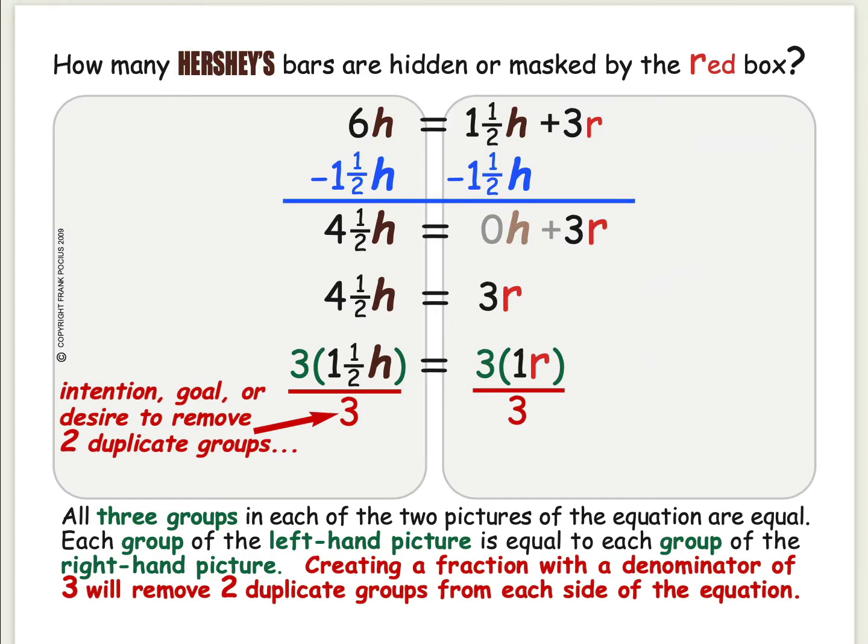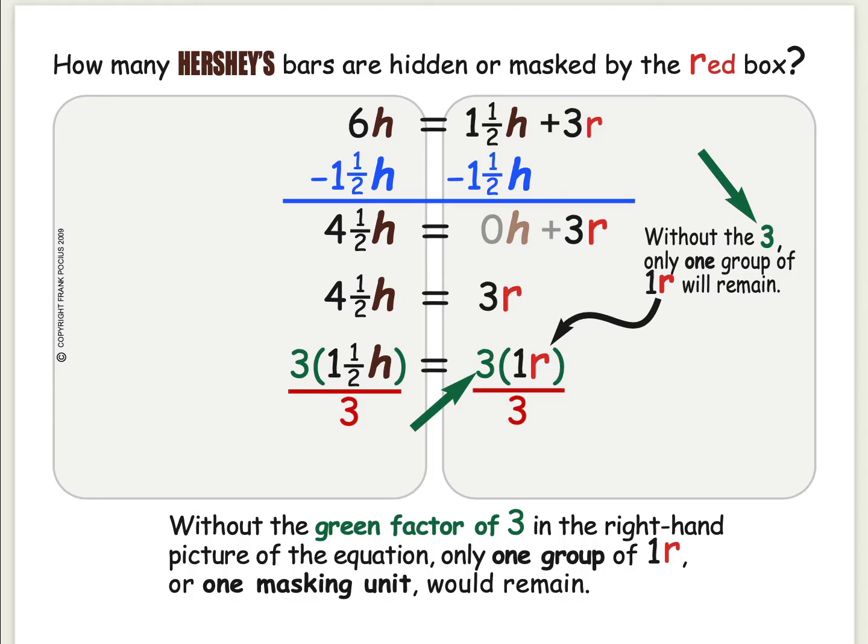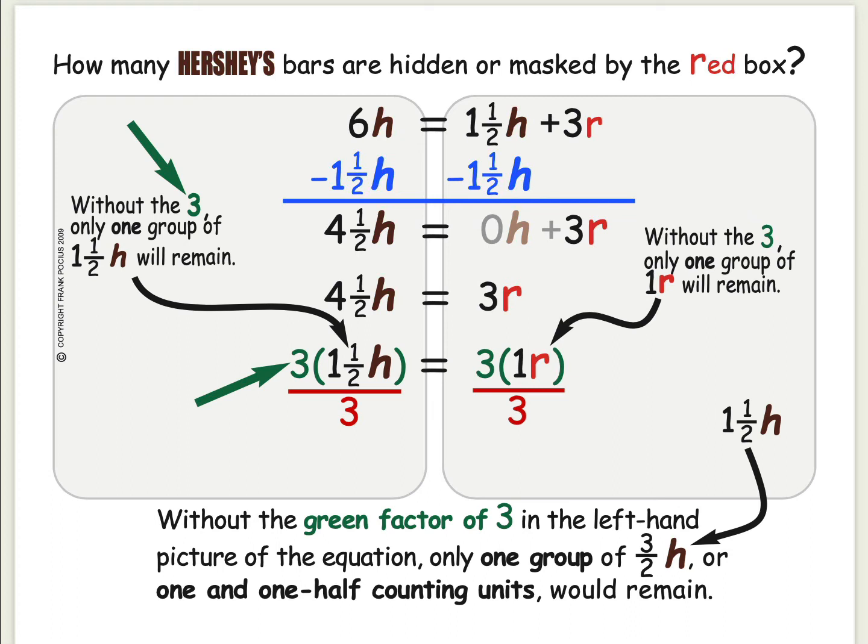Creating a fraction with a denominator of 3 will remove 2 duplicate groups from each side of the equation. Without the green factor of 3 in the right-hand picture of the equation, only one group of 1R, or one masking unit, would remain. Without the green factor of 3 in the left-hand picture of the equation, only one group of 3/2 H, or 1 1/2 counting units, would remain.